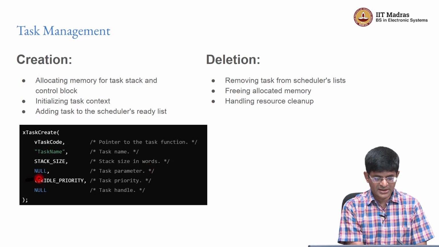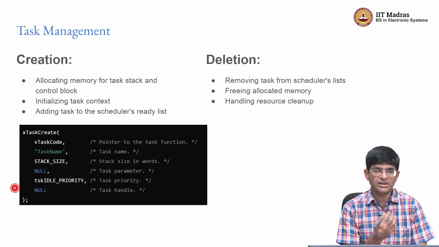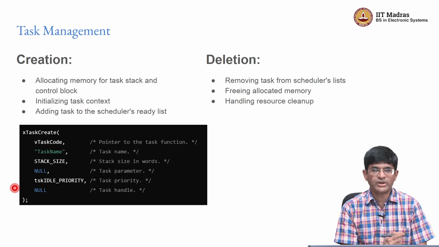There could be parameters passed to the task. In this case, I am just showing it as null, and something important over here is the priority, which is basically what should the priority of the task be. In other words, is it a high priority task or low priority task, and this in turn will determine if 2 or more tasks become ready to run at the same time, which one gets picked. So, it is important that you choose this carefully.